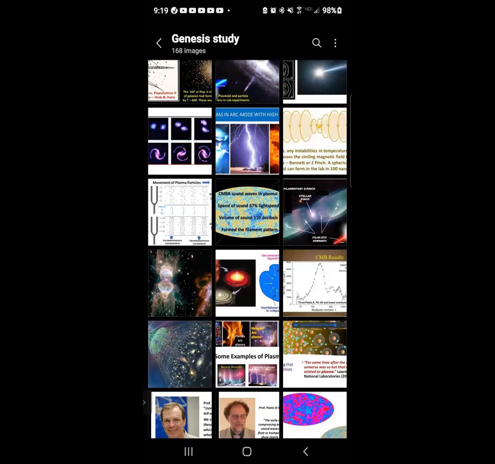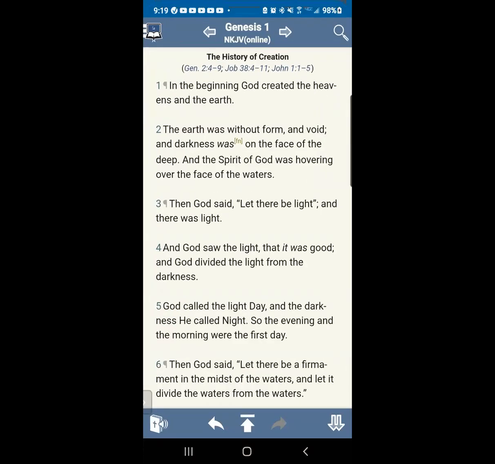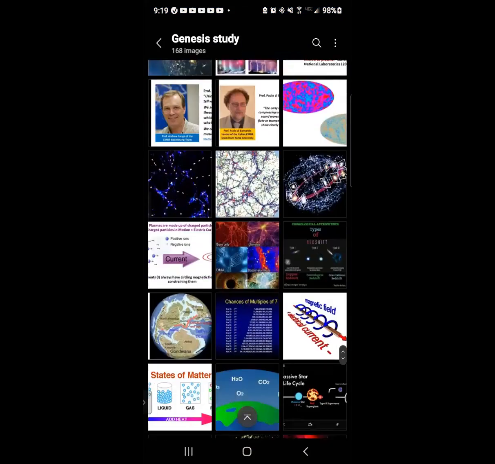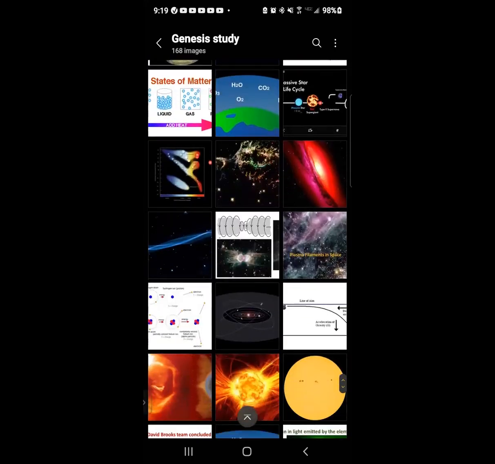Now, with plasma physics, we no longer need to come up with fancy math to say, oh, there's invisible dark matter in space that causes all this gravity to form all of these planets and things like that. And with plasma physics, we can now match up the biblical account of in the beginning, God created the heavens and the earth. Because with plasma, each filament in space, let me try to find an image.